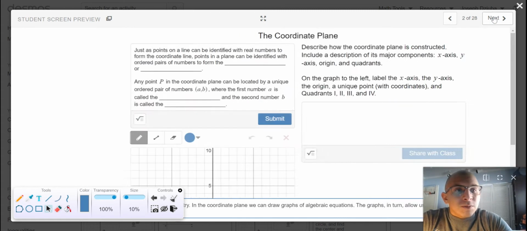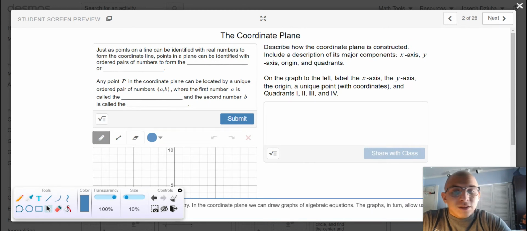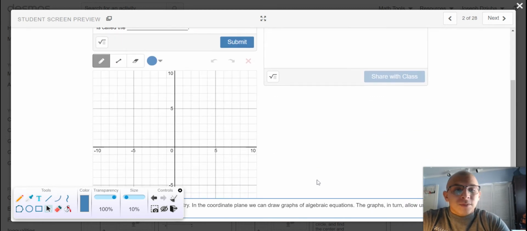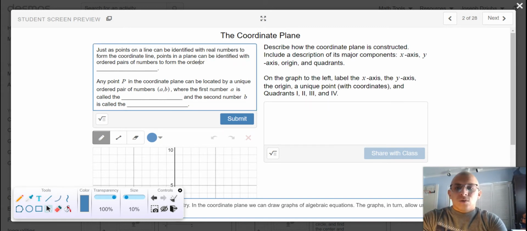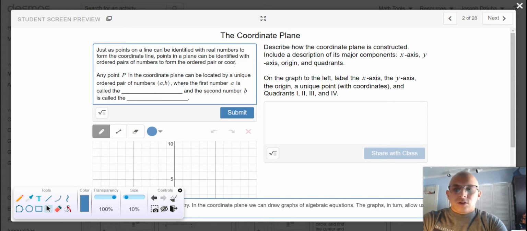but in order to have that conversation, we must first tighten up the beginning, I guess you could say, of the coordinate plane. So just as points on a line can be identified with real numbers to form the coordinate line, points in a plane can be identified with ordered pairs of numbers to form the ordered pair or coordinate.